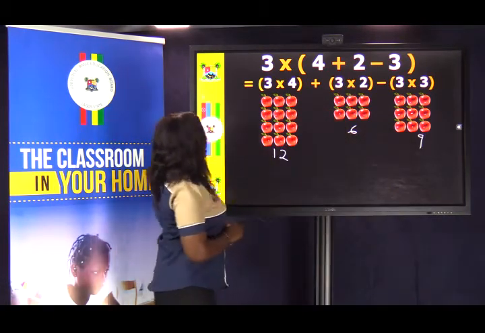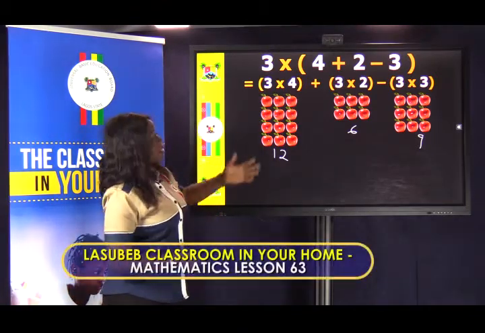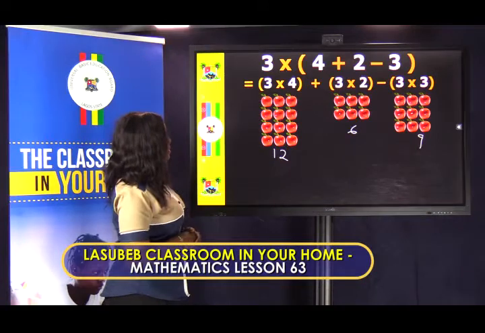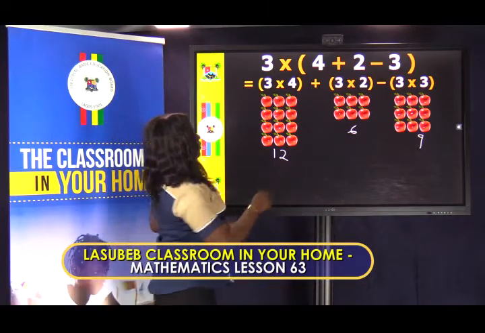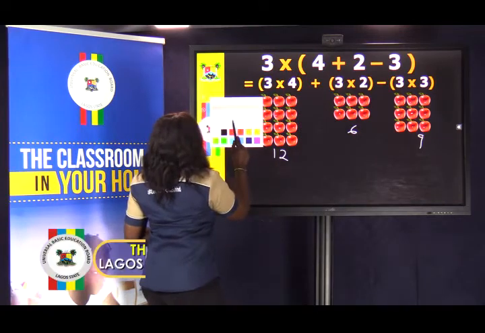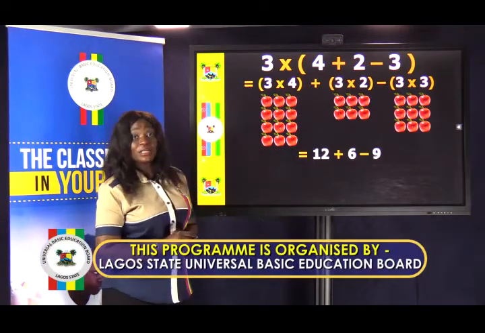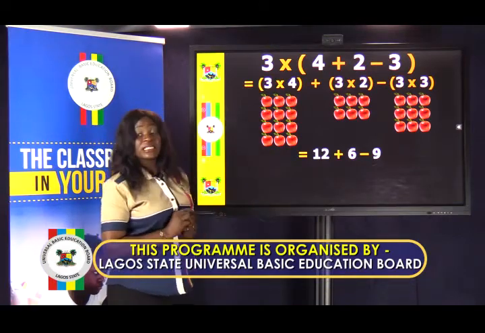So 3 times 4 is 12. You should know it from your multiplication table. And I've also used apples to represent what I'm trying to say. 3 times 2 is 6, and 3 times 3 is 9. So what do we do? We have 12 plus 6 minus 9.